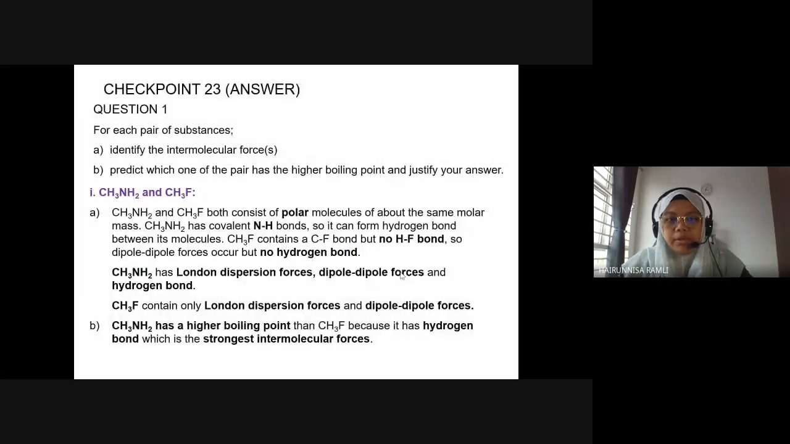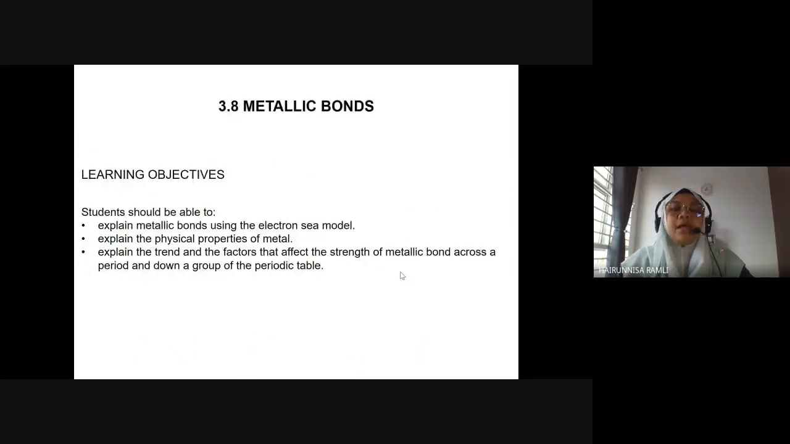Now we will go to the last subtopic for this chapter: metallic bond. In chemical bonding chapter 3, you learn about ionic bond and then covalent bond, which you learn the most up until intermolecular forces. And now we'll go to metallic bond. Sikit saja, kita tak sentuh banyak.